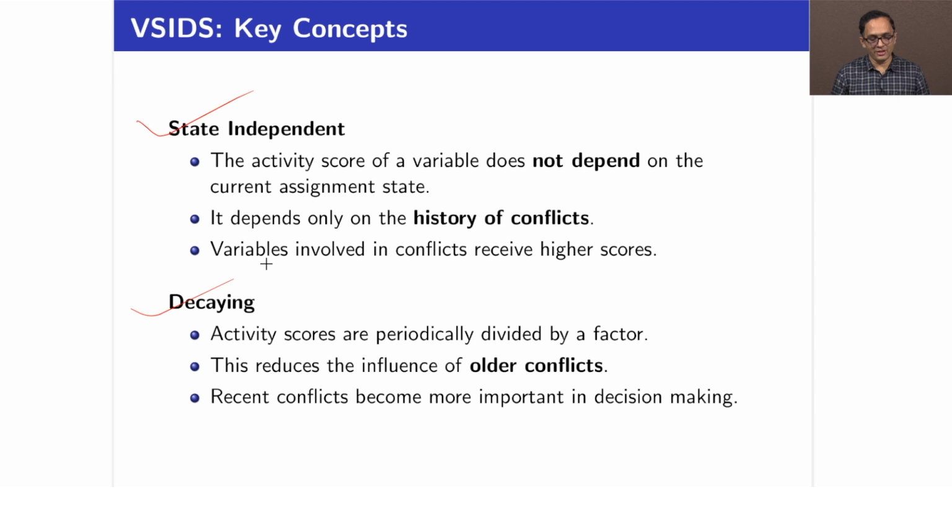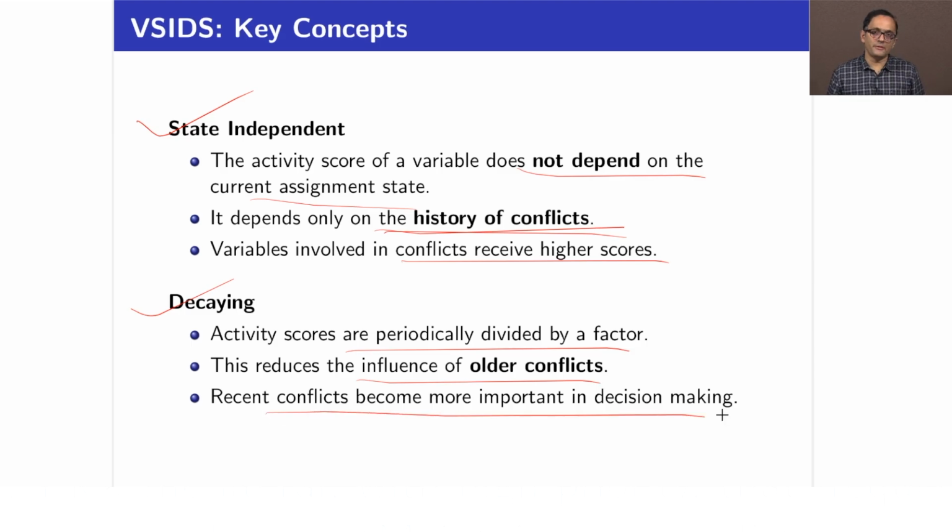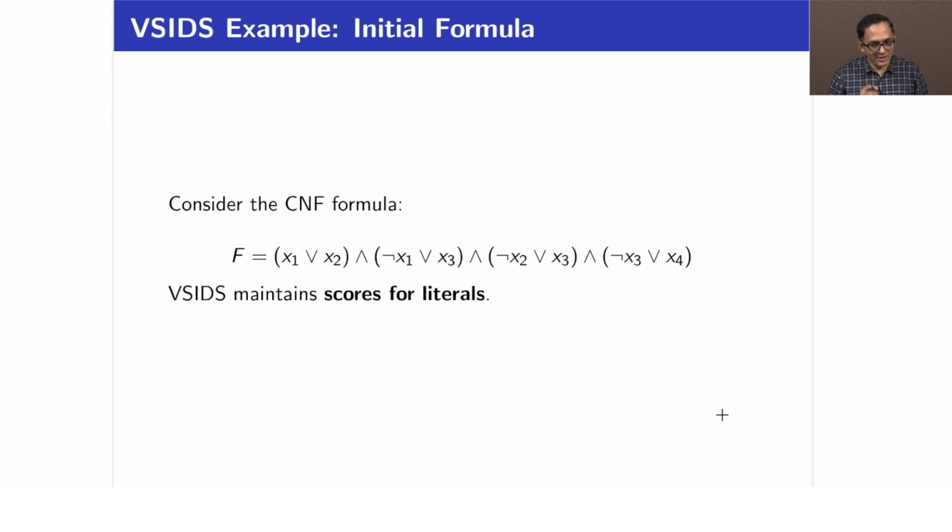So, I have already talked about this: it does not depend on the current assignments, only on the history of the conflict, right. So, when a new conflict happens, variables involved in the conflict get the highest score, and decaying periodically divides the score by a factor, reducing the influence of older conflicts or older clauses, right. Over time, the clauses that were earlier have their value reduced, and recent conflicts become more important in decision making, right. So, let me take an example again.